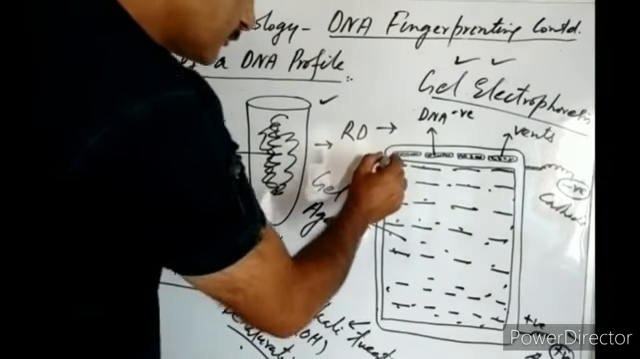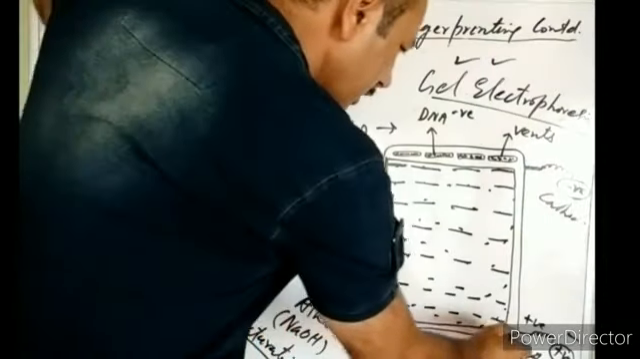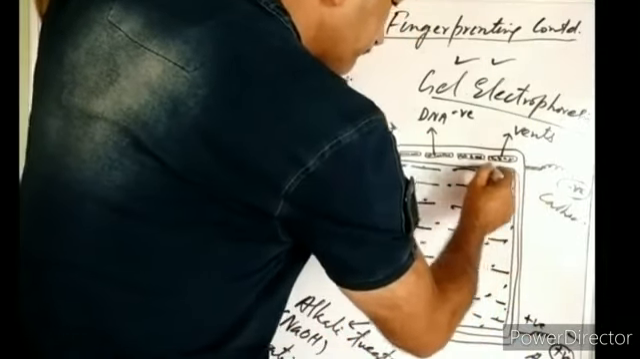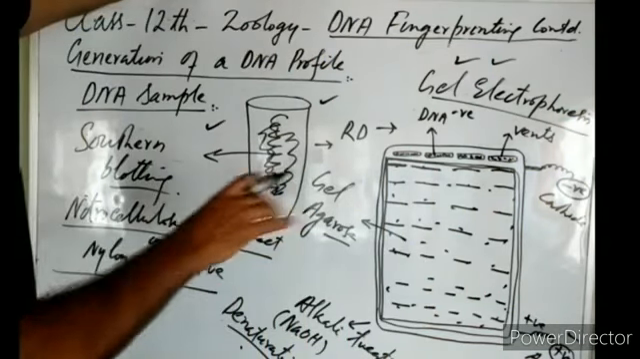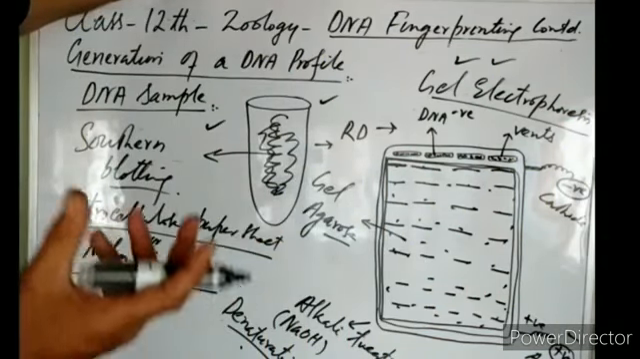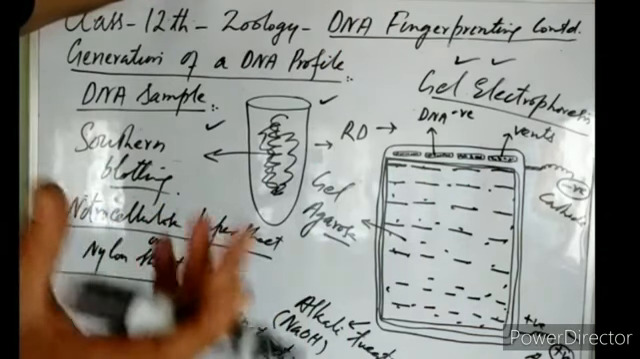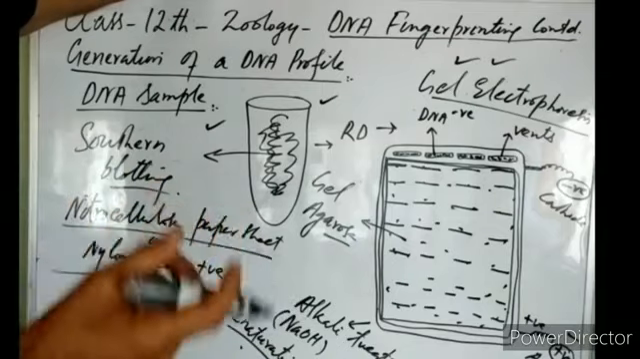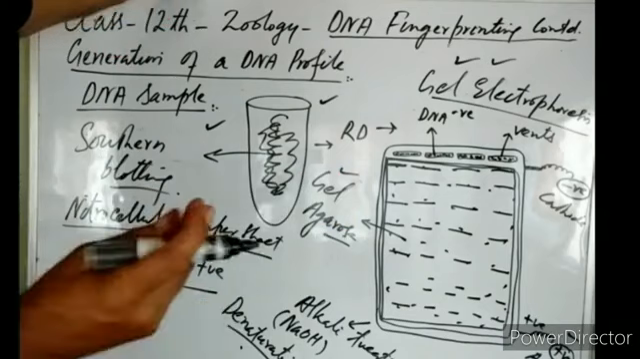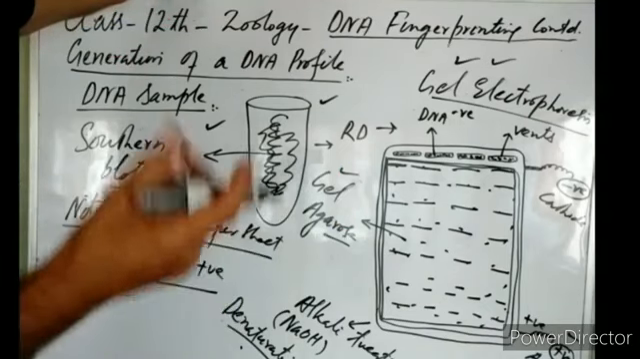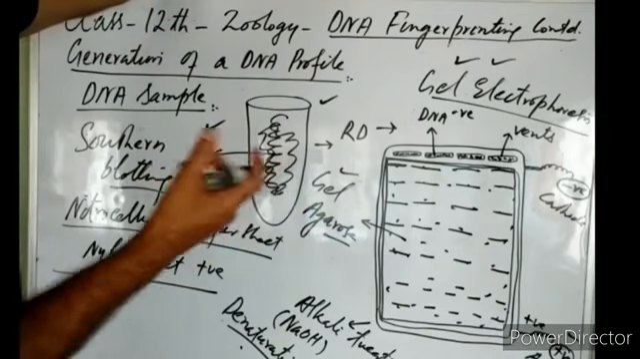Then they add a lot of blotting papers above the nitrocellulose paper. They put a large number of blotting papers on the nitrocellulose paper. Blotting paper is a porous paper which has the ability to soak up the fluid. So this agarose gel is soaked up by the blotting papers. That helps the DNA to come in contact with the nitrocellulose paper.